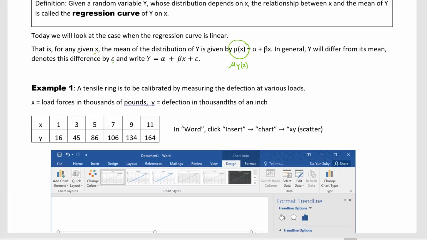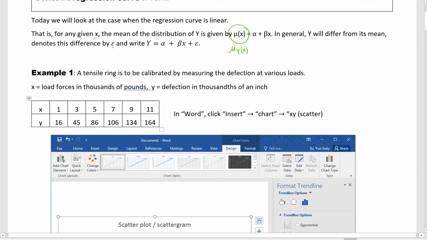Let's look at example 1. By the way, you can see right now we have a set of data points, while in the previous chapters we just talked about a set of numbers, so it's one-dimensional. In this section, we're going to talk about two-dimensional. So we assume that y depends on x.